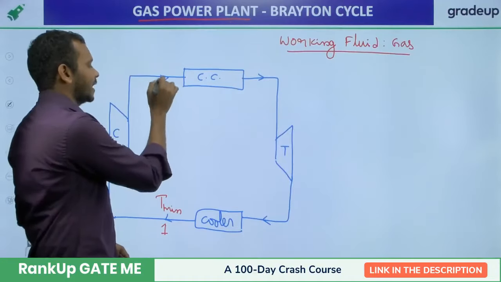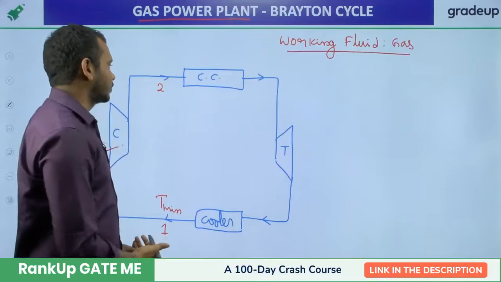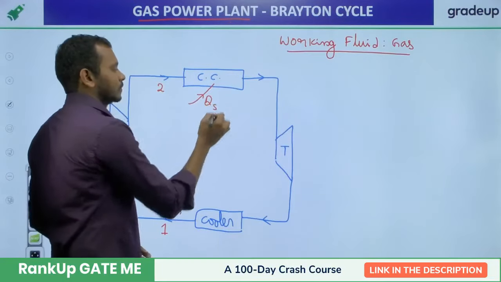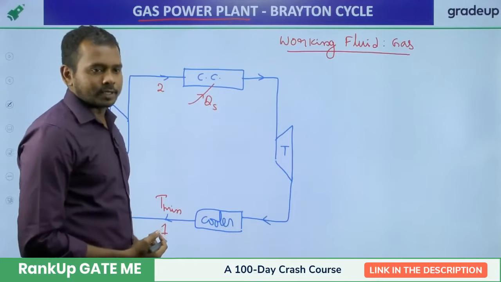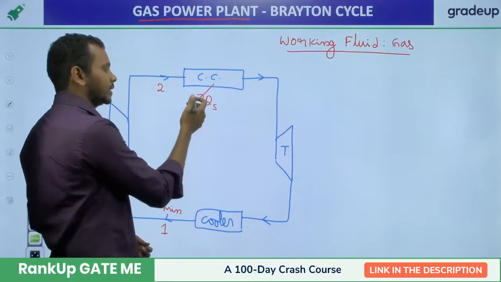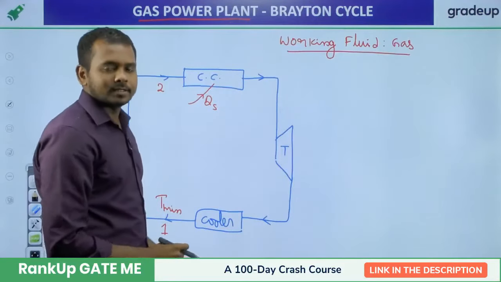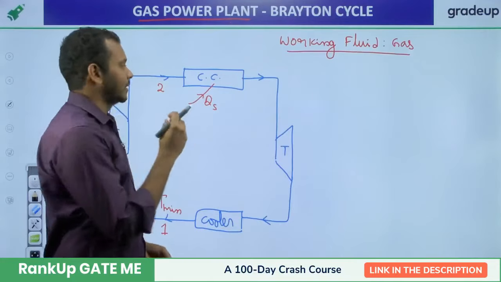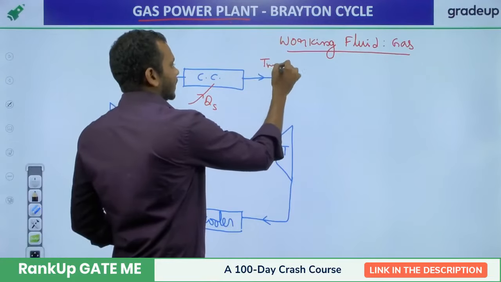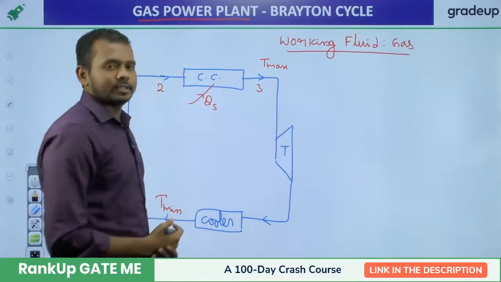Let us say that the gas leaves with the state 2. In the combustion chamber, we supply some heat. This heat is absorbed by the gas, and on absorbing it, the temperature of the gas starts rising. It reaches the maximum temperature in the cycle at the exit of the combustion chamber.